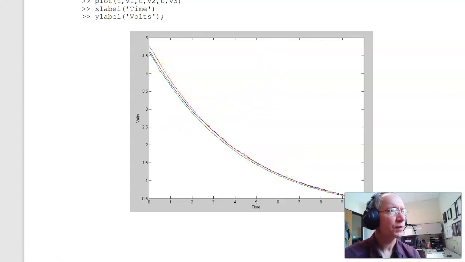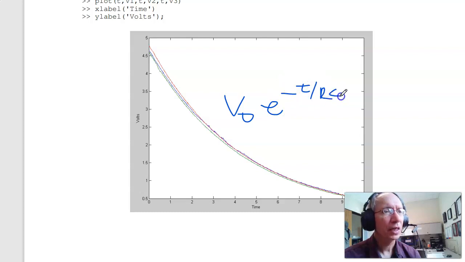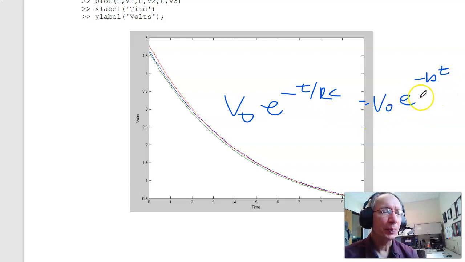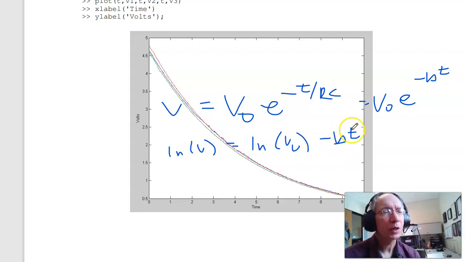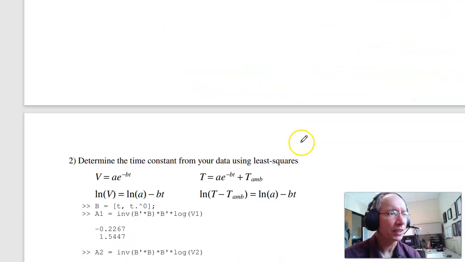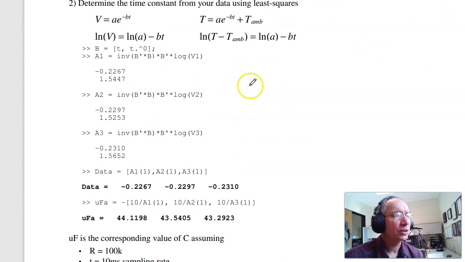What I now want to do is find the time constant. So this is decaying as your V0 e to the minus t over RC. And t over RC is a constant, so that's going to be your V0 e to the minus bt. To find b, I'm going to plot the log of voltage versus time. So this is your voltage versus time. Take the log of voltage. That's the log of V0 minus bt. So the slope is what I'm looking for. Take the log of voltage, plot the log of voltage versus time, and the slope is what I'm trying to find. So to do that, I'll do a least squares curve fit.